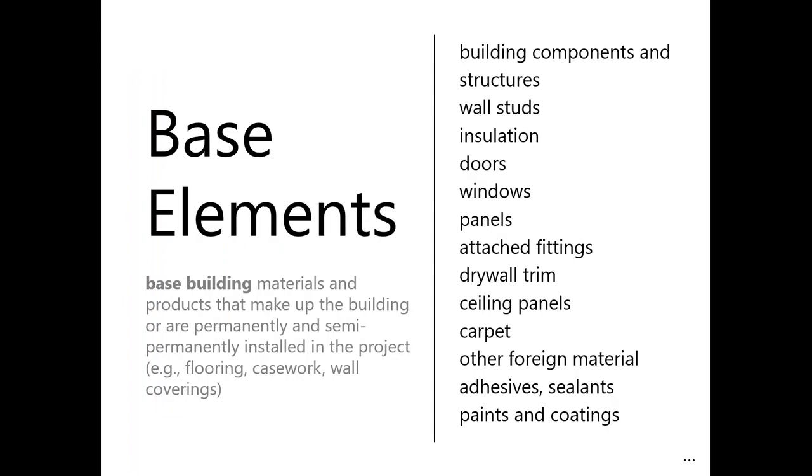Anything that makes up the building permanently or semi-permanently installed, we would count as needing to be diverted when we do our renovation. Structures, wall studs, insulation, doors and windows, carpet, trim, sealants, paint, those we all want to see get diverted for this credit.